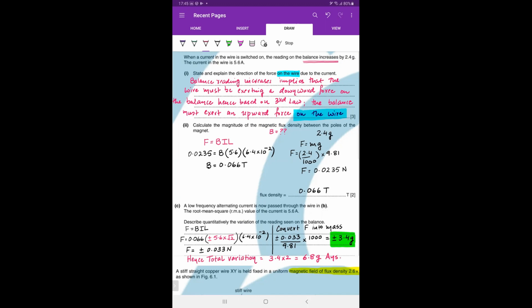Okay, so there are two different ways of giving the answer. Some students end up giving the answer which I've highlighted with the green marker, plus minus 3.4. That's one way of giving the answer. And if you multiply by 2 and write it in a better way, then your final answer should be that the total variation in the balance reading amounts to 6.8 grams. Okay guys, so these were the questions I had to do. I'm done with that.